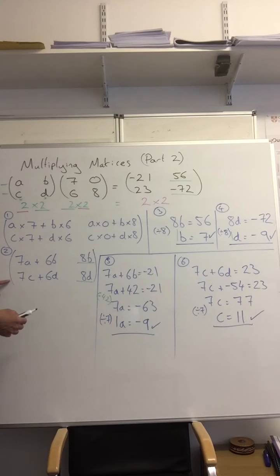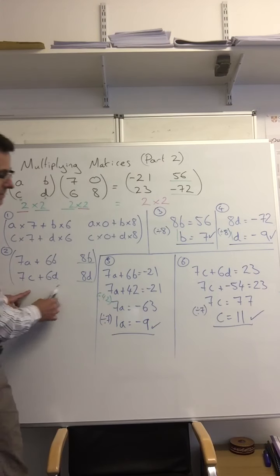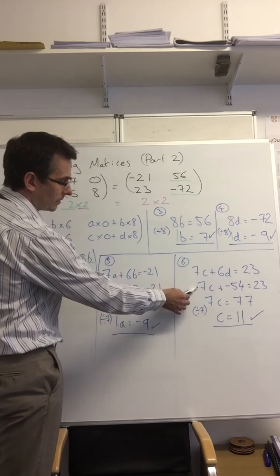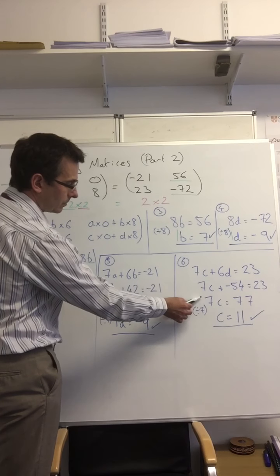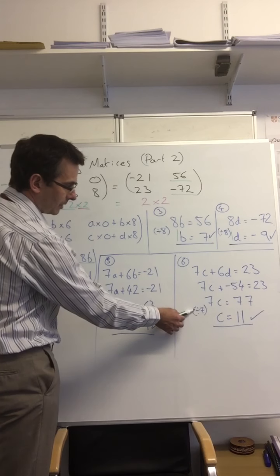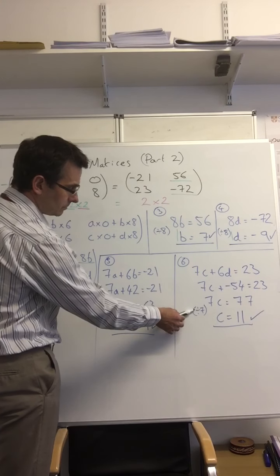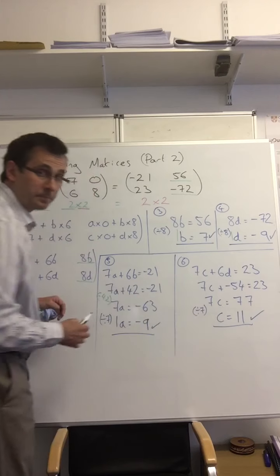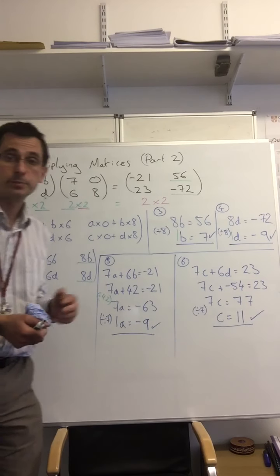And a similar process for this bit. So I've got 7C plus 6D equals 23. So just match up the parts of the element. Substitute in the value for D. As you can see, I've already done it. And then I am adding 54 to both sides and dividing by 7. So C is 11. So I hope that helps.